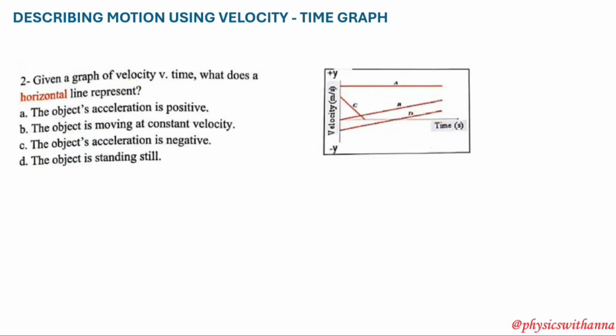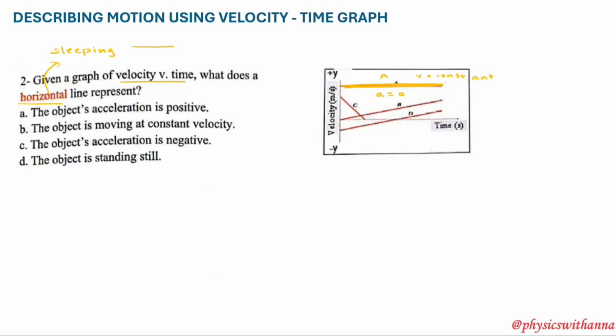Next question. Given a graph of velocity versus time, what does the horizontal line represent? So horizontal, like I said before, is the sleeping line. A line which is parallel to the time axis like this. So which one is horizontal here? The only sleeping line is line A here, this one. And the horizontal line represents that acceleration at this point is 0. And if acceleration is 0, that means velocity here will be constant. Velocity is not changing with time. So my answer should be something which says that velocity is constant.